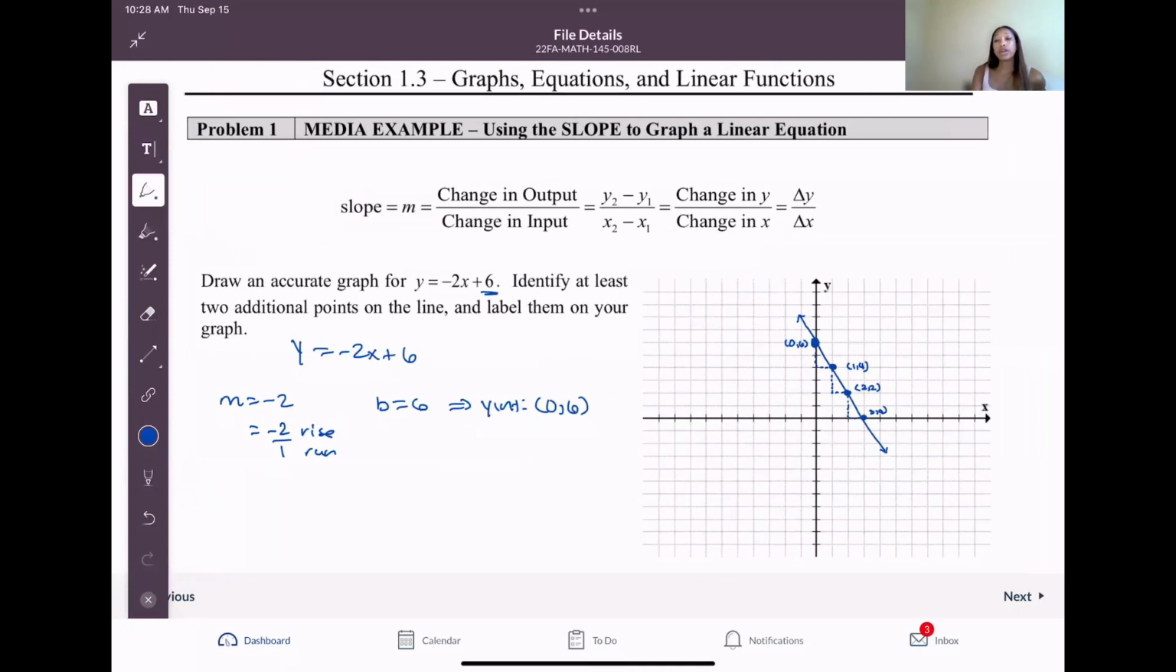So you can plot your y-intercept and then use the slope to help you find additional points. Or if you don't want to use the slope to find additional points, you can do it as we did previously, where we pick a value for x and plug that in to find a y.